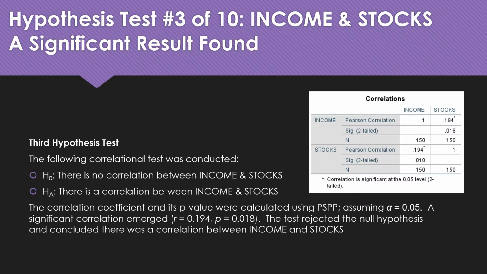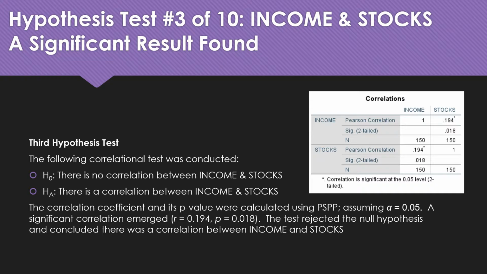Moving on to our next slide, hypothesis test number 3 of 10, income and stocks. Once again, a significant result was found. For the third hypothesis test, the following correlational test was conducted. There is no correlation between income and stocks was our null hypothesis. And for our alternative hypothesis, there is a correlation between income and stocks.